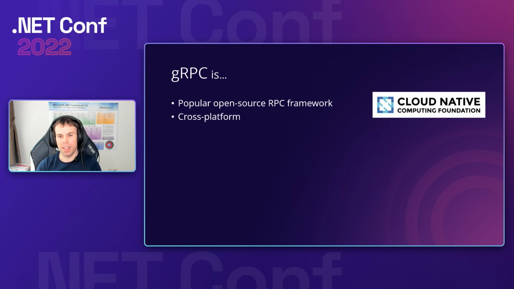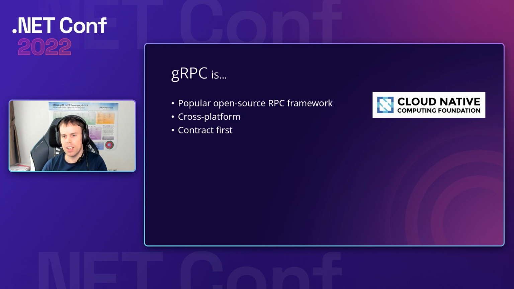gRPC is cross-platform. It's supported by every major programming language, be it C++, Java, Go, Node, Ruby, Python, C#, Rust, you name it, there's an implementation for it. And these are all interoperable with each other. You could have an Xbox game written in C++ call a gRPC server in the cloud written in .NET. They can happily talk with each other.